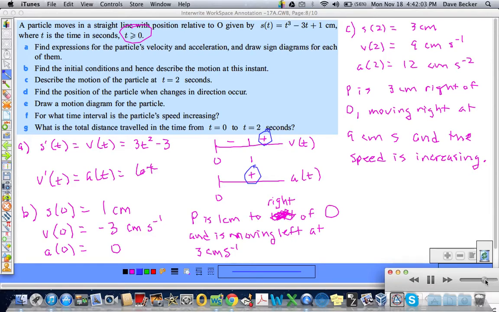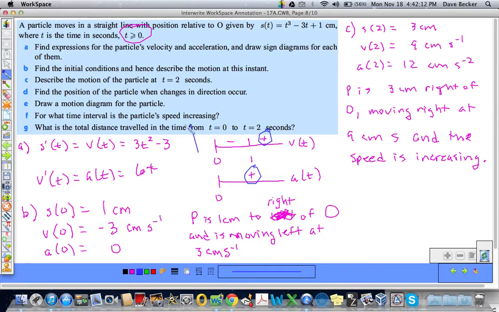Here we go. We are talking kinematics part 2 here. We are continuing right where we left off. And I believe we left off at D.